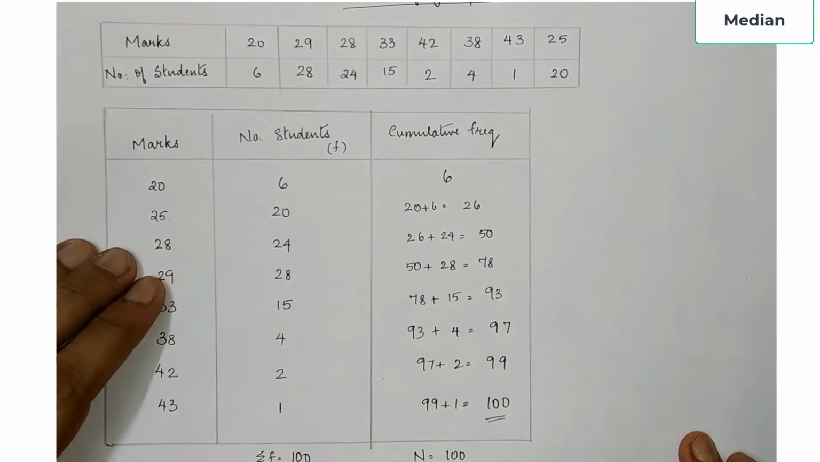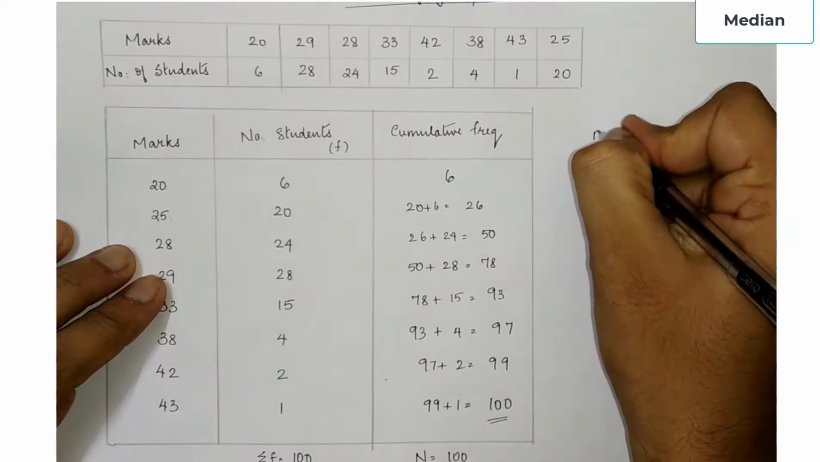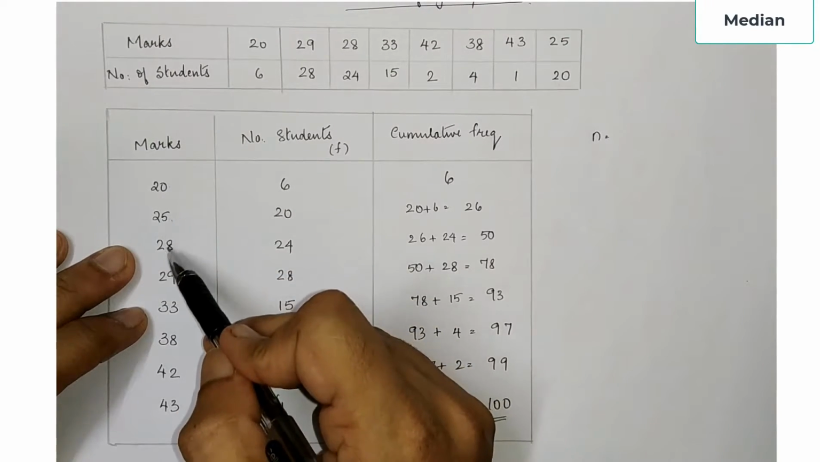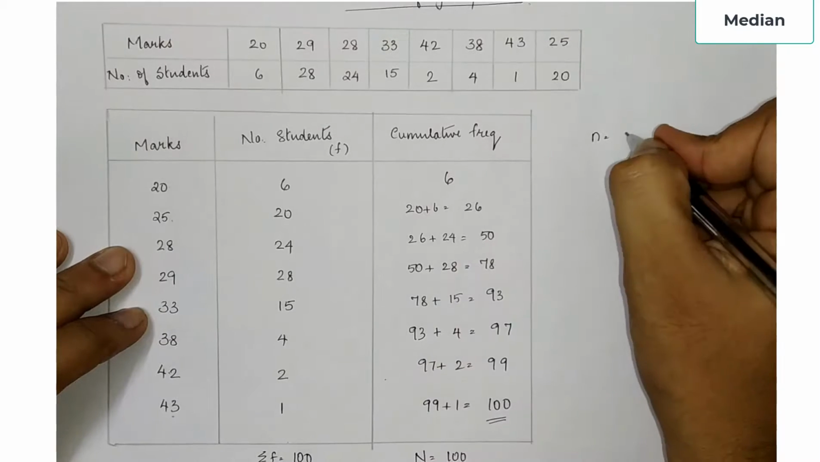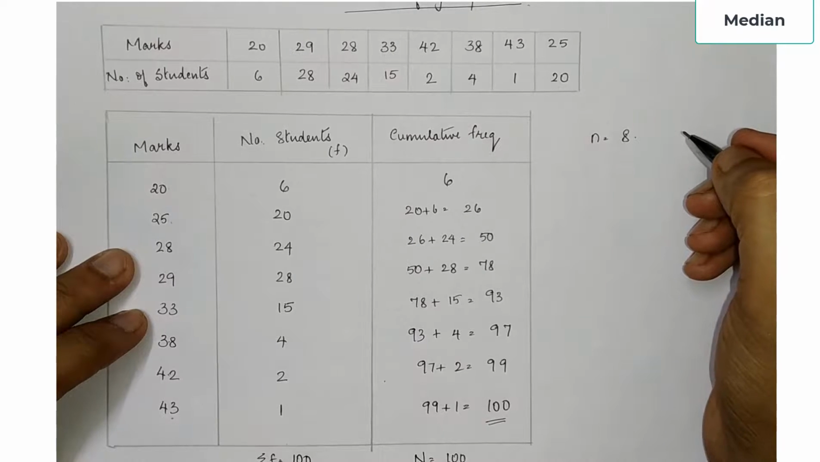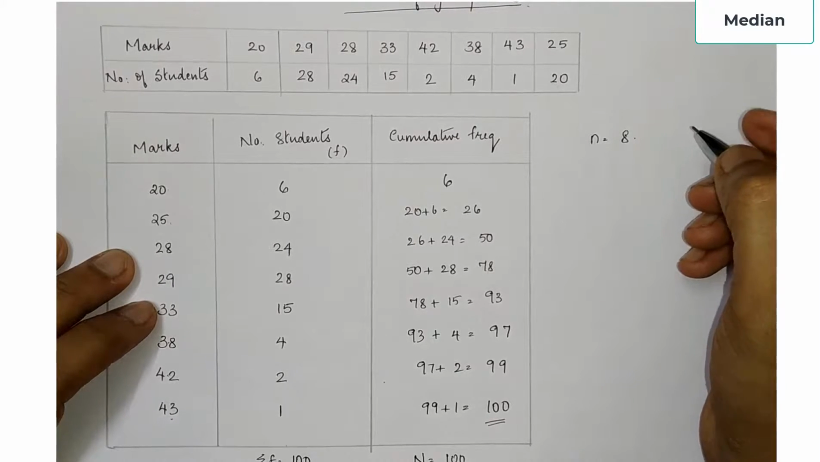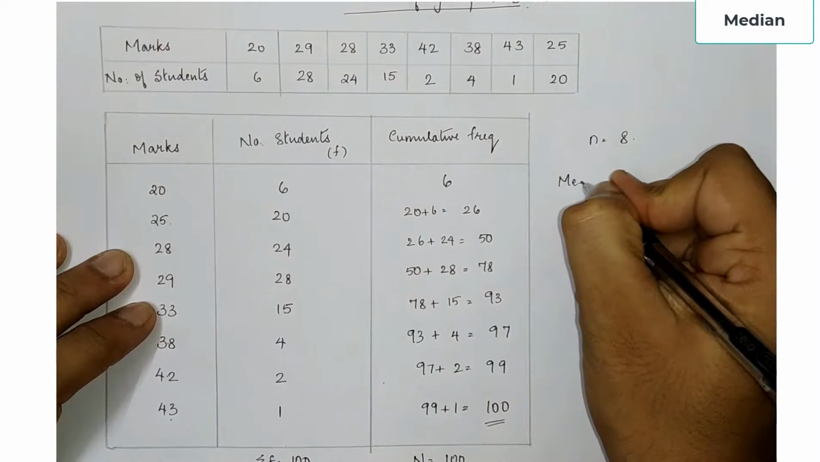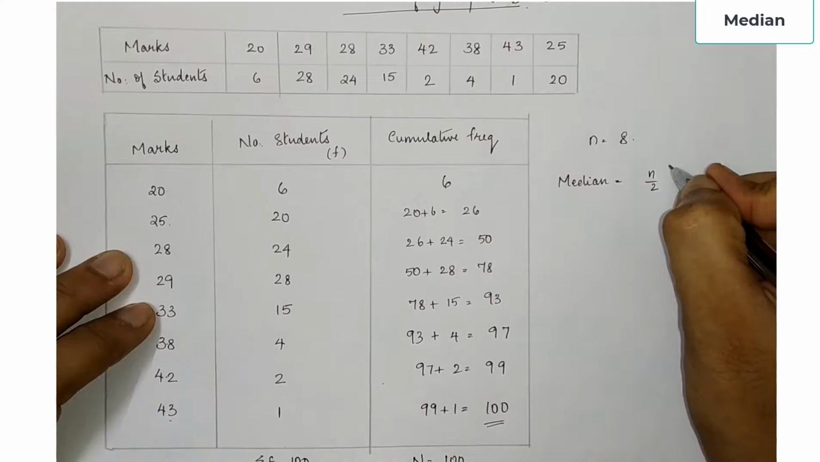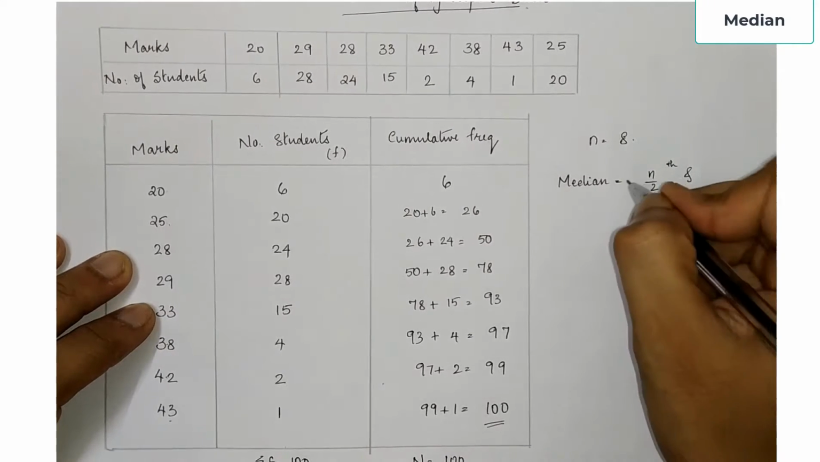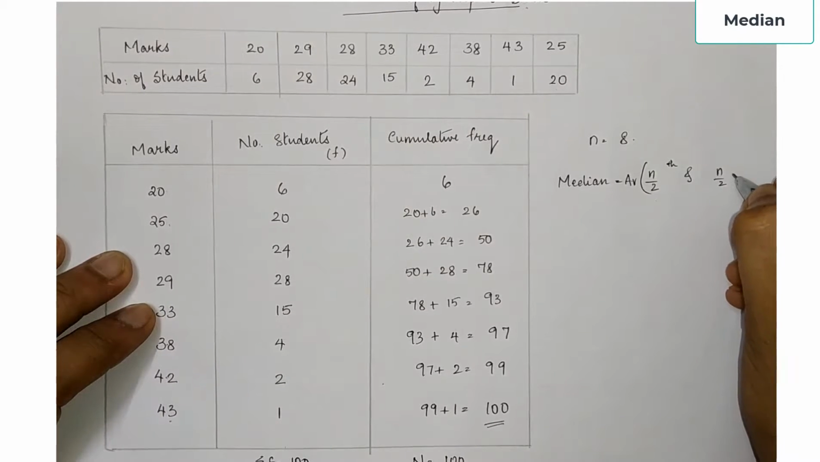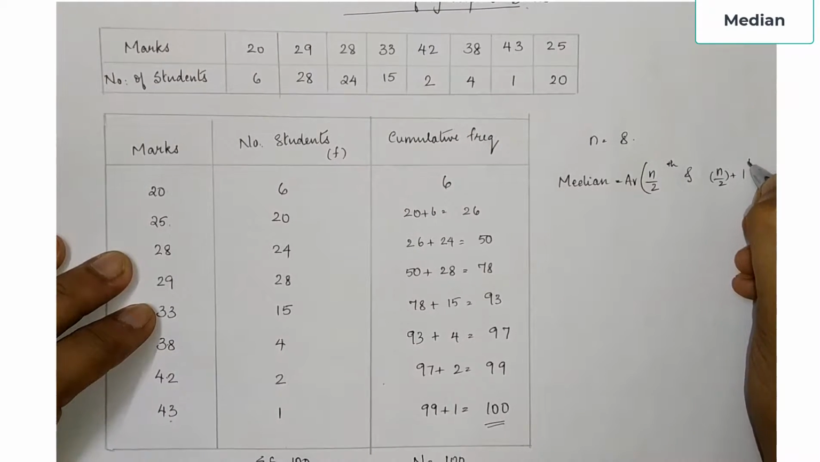Now let's check what small n is, how many elements are there in this data set. 1, 2, 3, 4, 5, 6, 7, 8. So n is equal to 8. So this is an even number. What happens when we get an even number? The formula for the median is the average of the n by 2th item and the n by 2 plus 1th item.